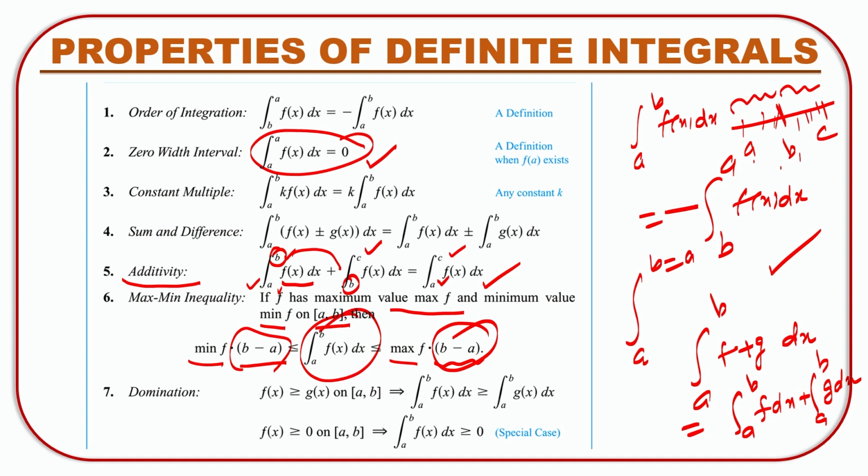Domination: that means if f(x) is greater than or equal to g(x) on [a, b], then the integral keeps their own domination, that is, the inequality sign all the time, right?